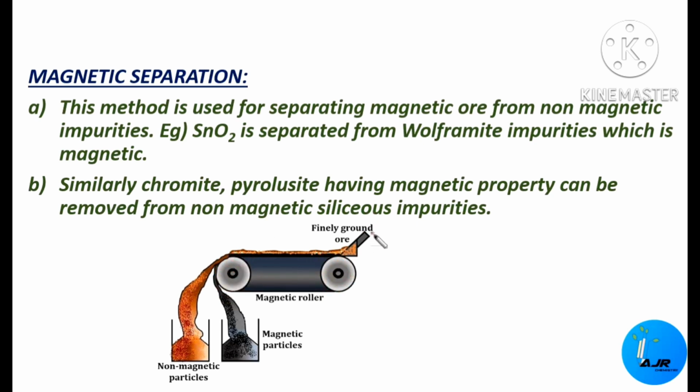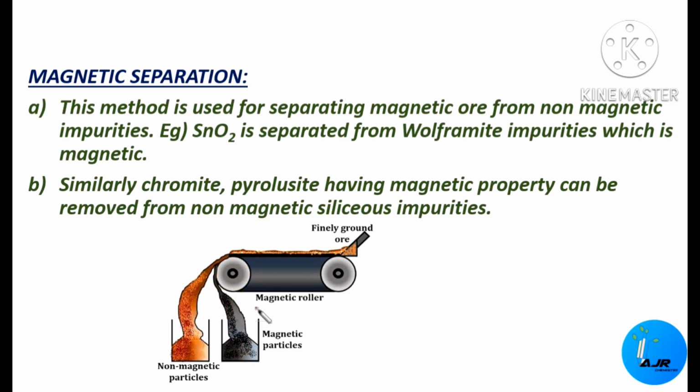Now this powdered ore is poured or dropped over the belt, which is moving around the two rollers. The magnetic ore particles get attracted by the magnetic roller. So when the powdered ore is passing through, the magnetic particles will be attracted by this magnetic roller and fall near to it.